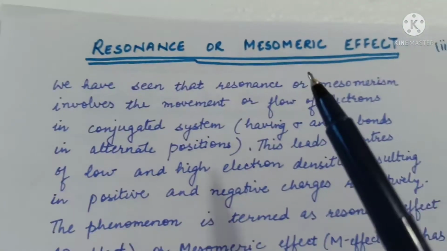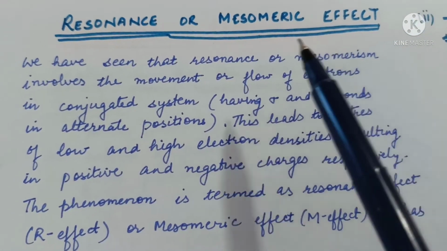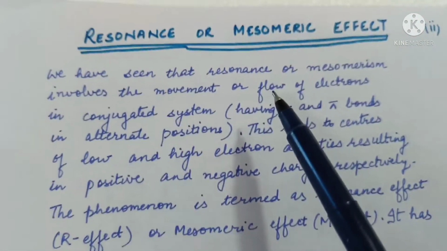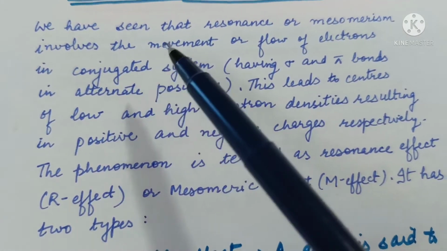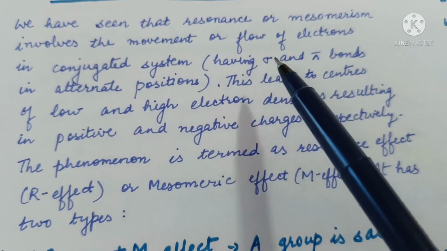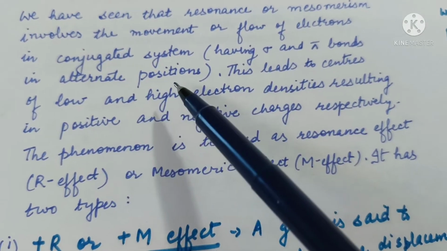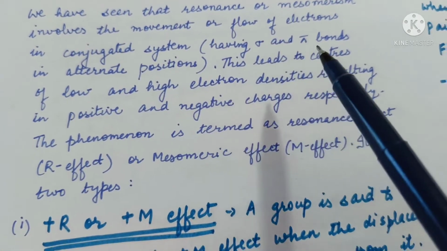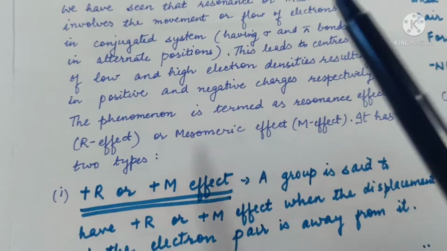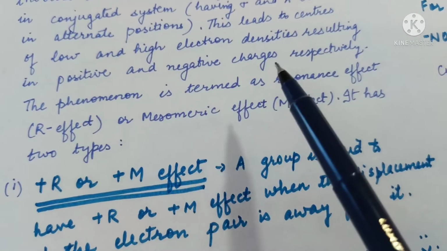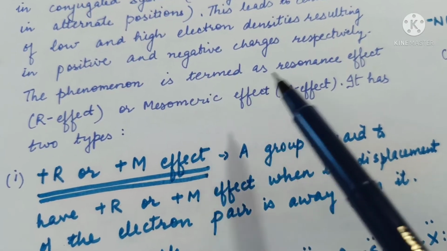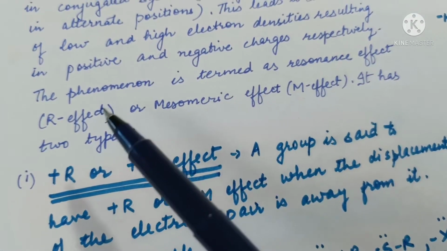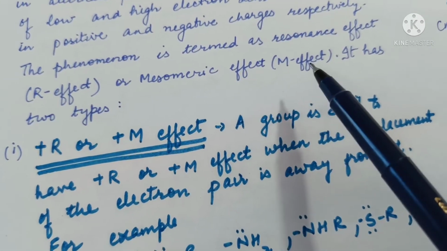Now resonance effect or mesomeric effect. We have seen that resonance or mesomerism involves movement or flow of electrons in conjugated systems, that is, having sigma and pi bonds in alternate positions. This leads to centers of low and high electron density, resulting in positive and negative charges respectively. The phenomenon of movement of electrons is termed as resonance effect or mesomeric effect.